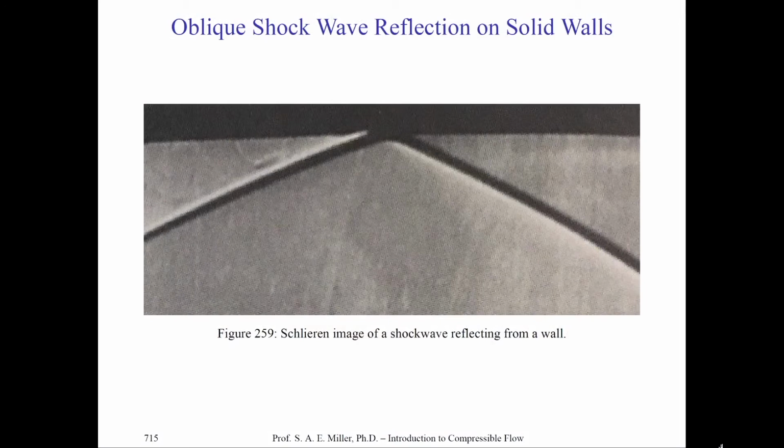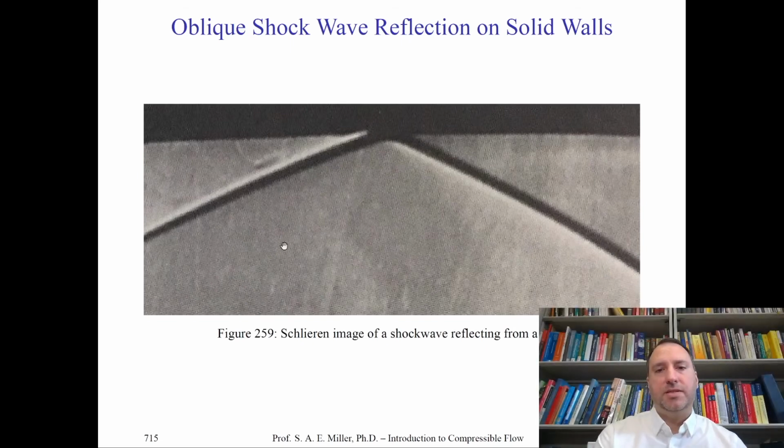Here in figure 259, I show a Schlieren image of a shock wave reflecting from a wall. The wall is the black part of the figure that's solid, and here's the edge of the wall right here where my cursor's moving. Now, the flow is this light gray color. Up here in the upper left, I have supersonic flow. I have supersonic flow here where my cursor's moving. And I have supersonic flow to the right. The flow moves from left to right.